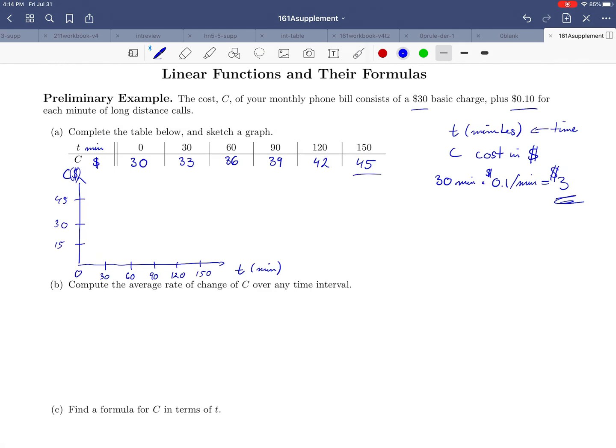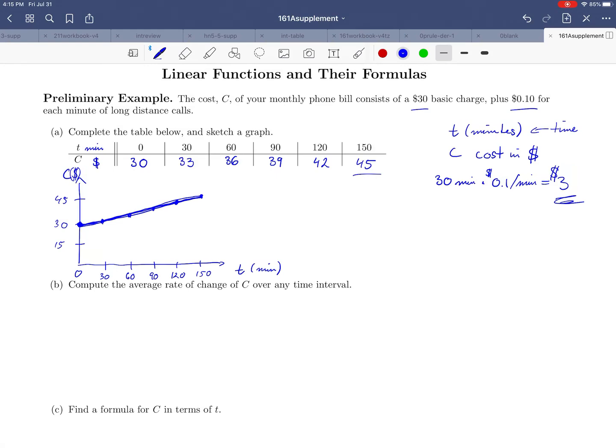When t is equal to 0, we still owe $30. And when we talk for 150 minutes, we owe 45. So that is about here. Then I can put in all the other values in between, and they will all lie on this line right here that connects the two dots, because every minute costs me exactly the same amount. I could have drawn the dots first, but they would all lie on this line. And so here's the graph of my function.